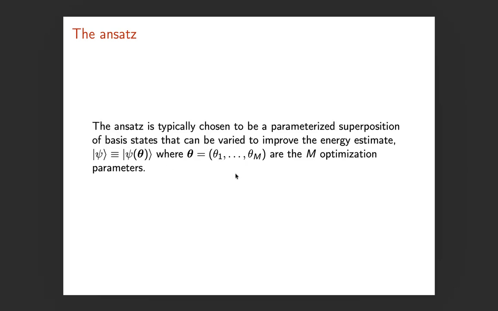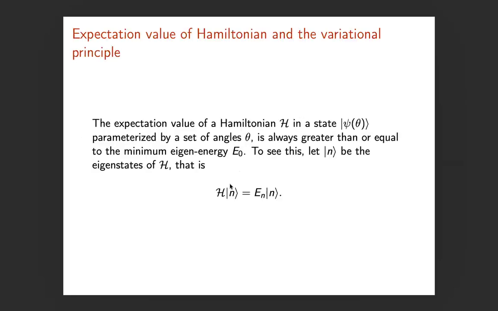So these are the optimization parameters. And as I said in that example, we can perform 3 rotations, X, Y, Z, and that gives us 3 parameters. Then the expectation value of a Hamiltonian in this specific state, which is parameterized by a set of angles, is always greater than or equal to the minimum eigenenergy. What follows now is just a very quick reminder of the variational principle, because if we have the exact eigenstates, we know that this equation here has to hold.